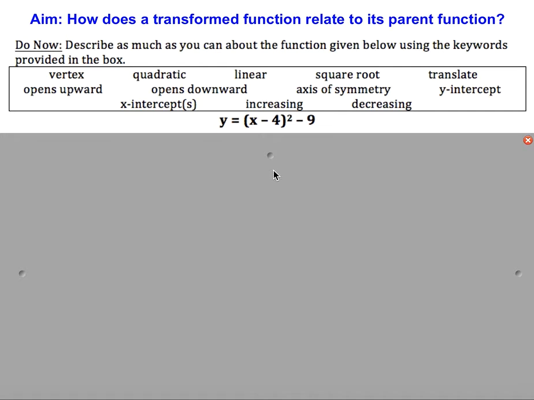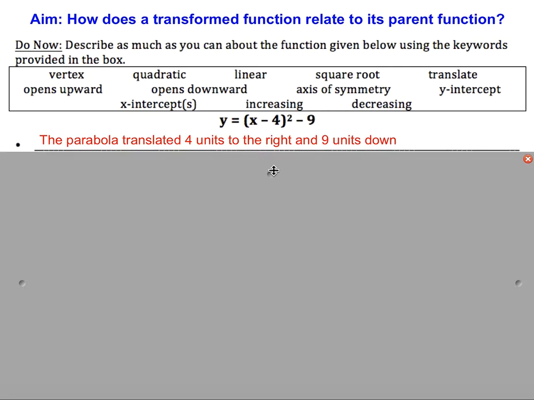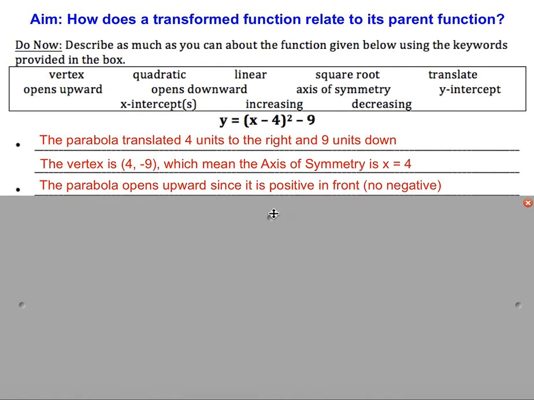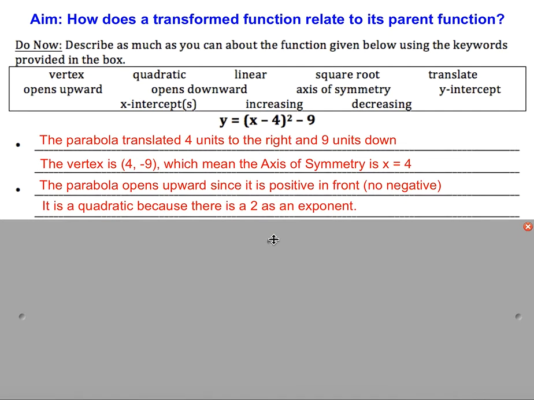It's a quadratic. So this function is actually in what we call vertex form. We could say it translated 4 units to the right and 9 units down, which means the vertex is (4, negative 9), which also means the axis of symmetry is x equals 4. The parabola opens upward since it's a positive in front. There's no negative. It is quadratic because there is a 2 as an exponent. If something is squared, it's going to be quadratic.